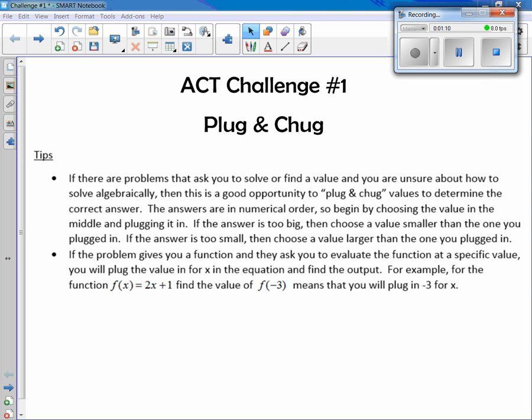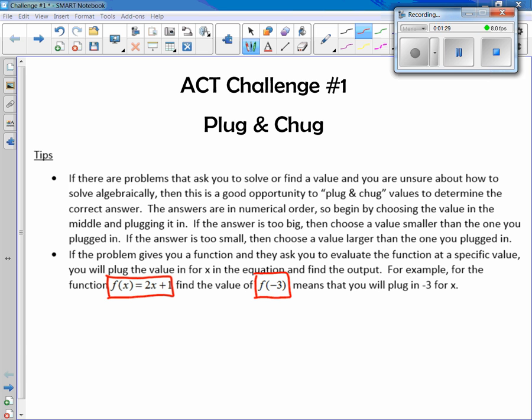The other type of problem that we're going to talk about in this first challenge is if they give you a function and they ask you to evaluate the function at a specific value. Something that this might look like is being given a function like f of x equals 2x plus 1, and they say evaluate f of negative 3.